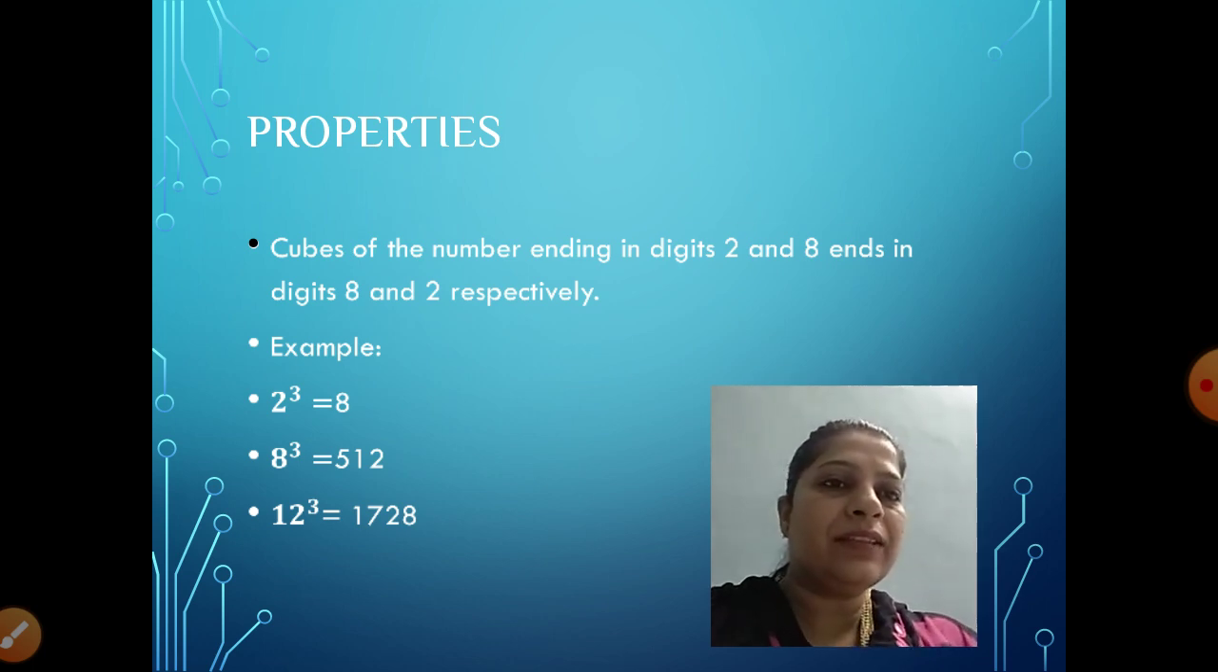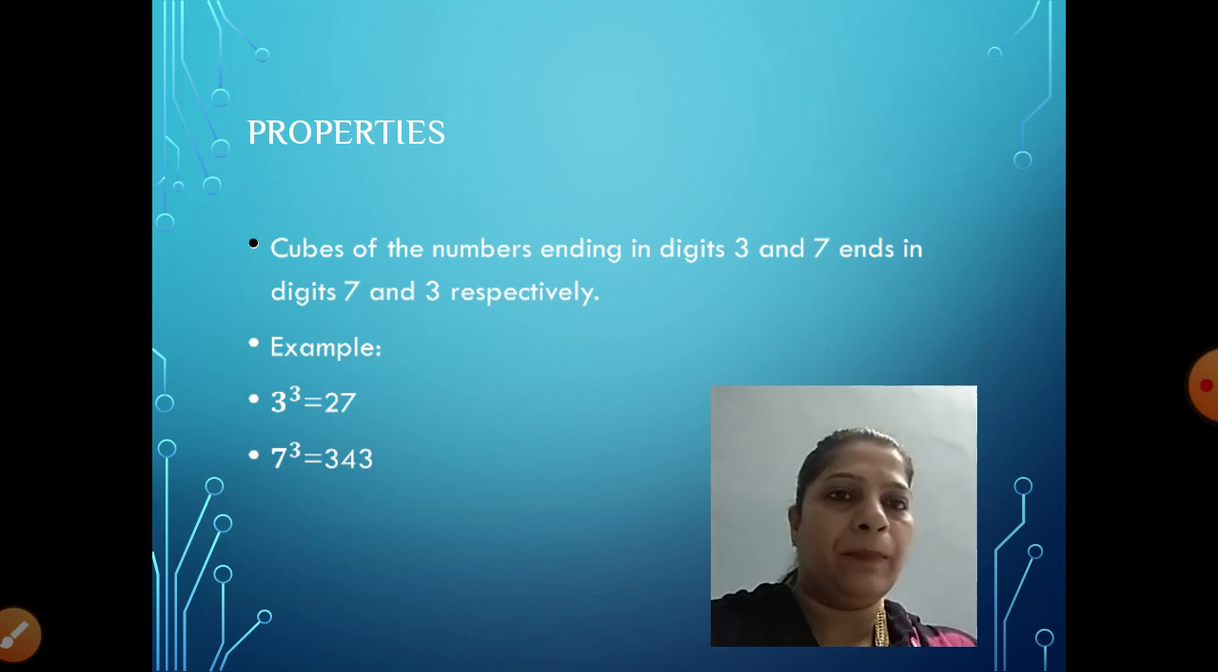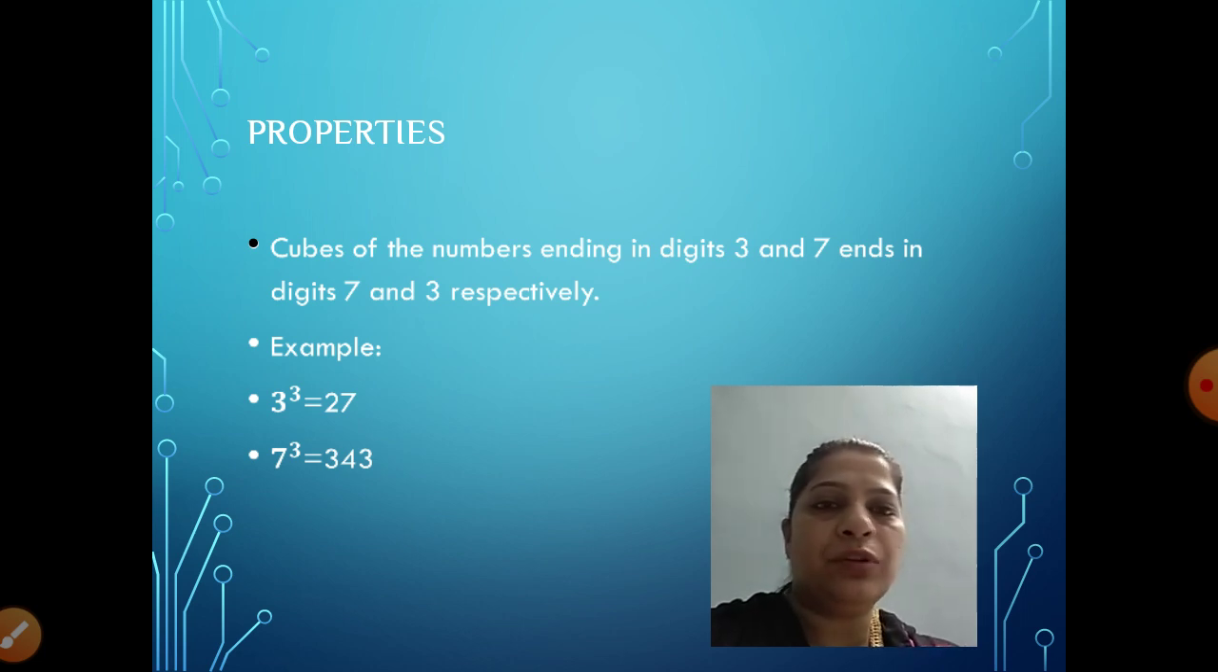Next, there is an interchange between 3 and 7. Cubes of numbers ending in digit 3 and 7 end in digit 7 and 3 respectively. The cube of 3 will end with 7, as the unit place is 3. The cube of 7 ends with 3, that is 343, so 3 is at the end. So 3, 7, 7, 3. One more time: 2, 8, 8, 2. 3, 7, 7, 3. The rest are the same.